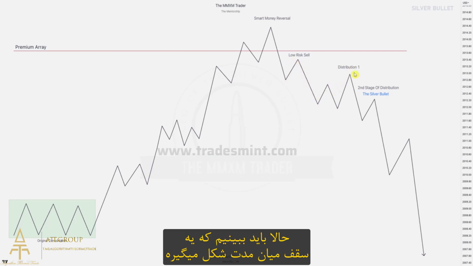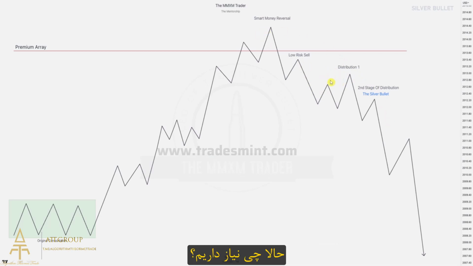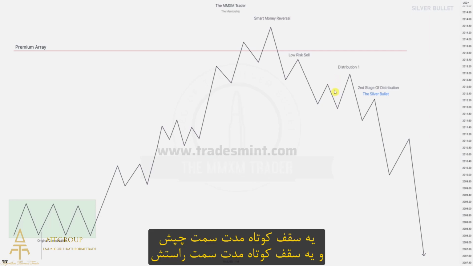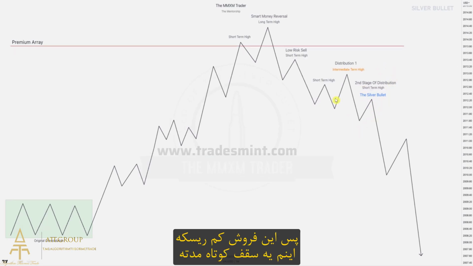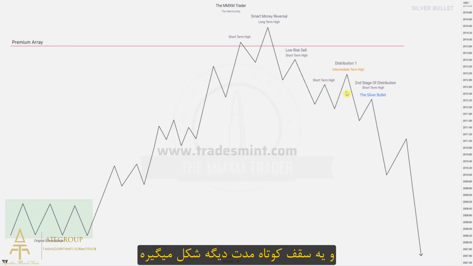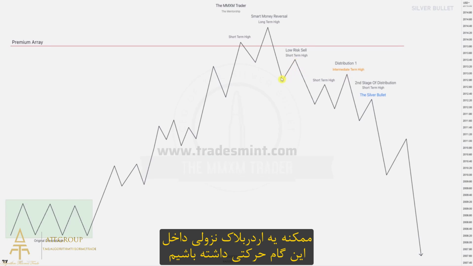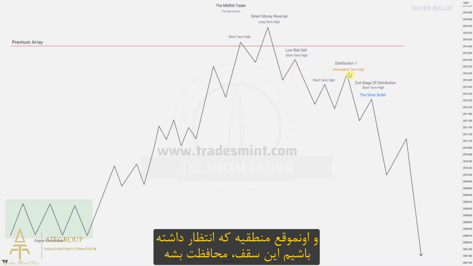Now we need to see an intermediate term high form, right? Because we're on sell side of the curve. So what do we need to have? We need a short term high to the left of it and a short term high to the right of it, right? So low risk sell, short term high, another short term high is formed, and then that intermediate term high is being formed. We could have a bearish order block inside this price leg up over here, and that makes sense that this high will hold, right?